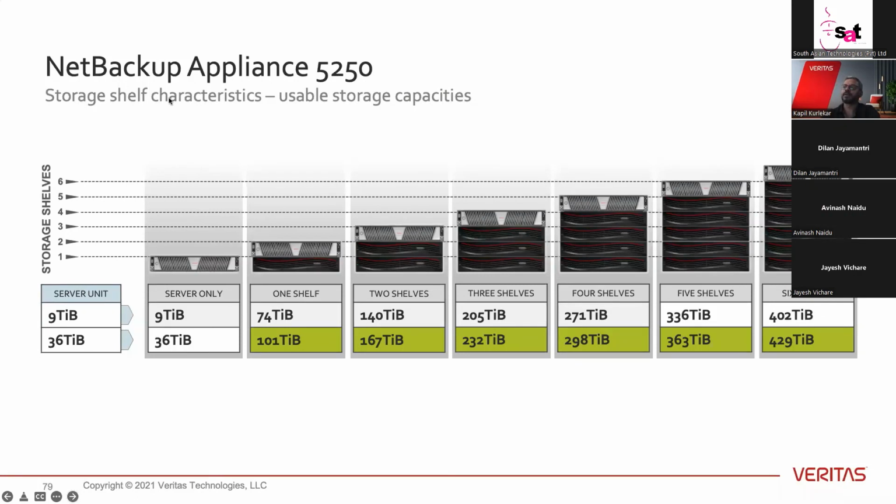This is the interesting part: the storage shelves available with the NetBackup 5250 appliance. The server unit of the NetBackup 5250 appliance is a 9 TB unit, or it can be a 36 terabyte unit. As I mentioned earlier, all of these appliances are vertically scaling. So let's say the capacity you have is exhausted. You can add shelves onto this, and from 9 terabyte capacity, it can go up to 430 terabyte capacity. This is for the 5250 appliance.